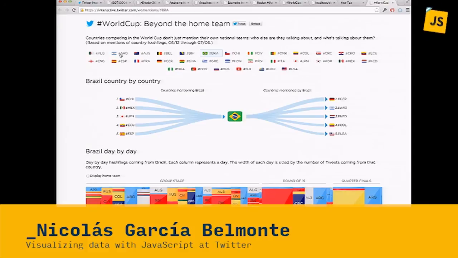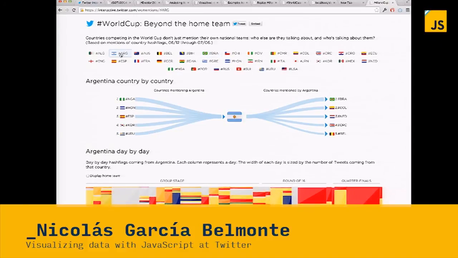So for example, if you go to Argentina, you might see that the countries that mention Argentina the most are Nigeria, and you can see the list on the left, basically. And on the right are the countries being mentioned by Argentina. So Argentina has been mentioning Brazil, Colombia is the second most, and so on. What's interesting is that we started seeing a lot of interesting immigration patterns.